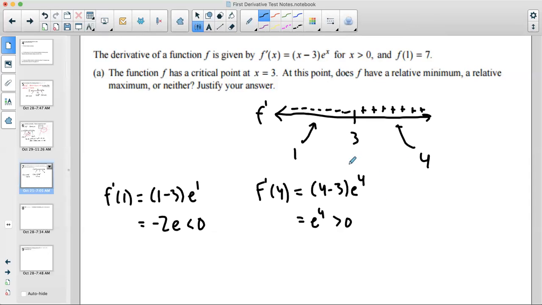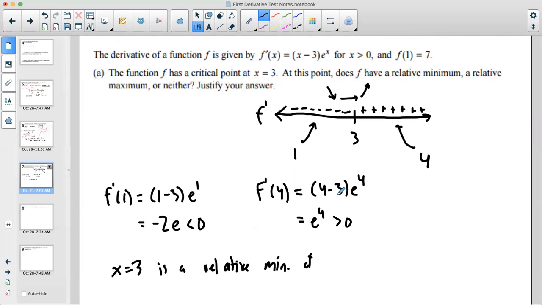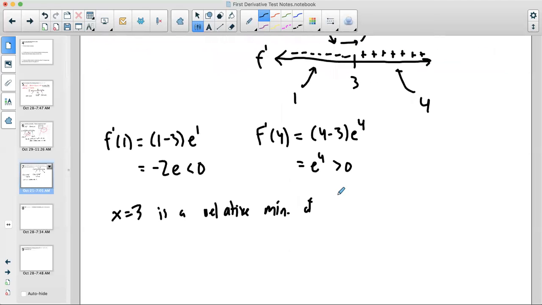Now I can look at this and say, this function goes from decreasing to 0 to increasing, or the derivative goes from negative to 0 to positive, which means at this point 3 is a minimum. 3 is a relative minimum. So I say x equals 3 is a relative minimum of f.